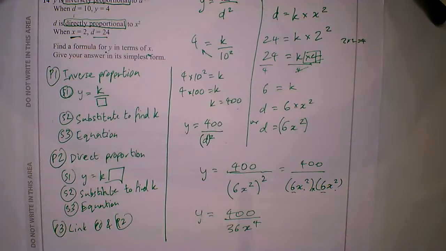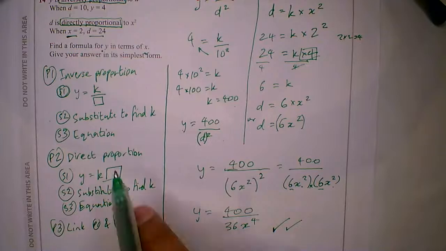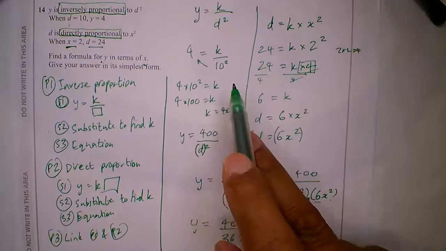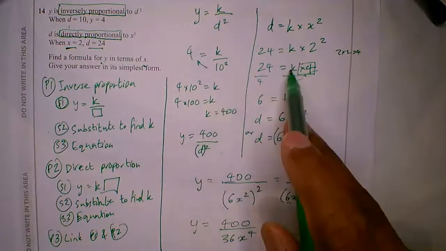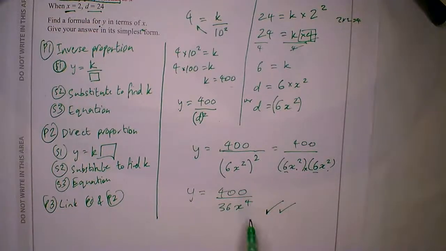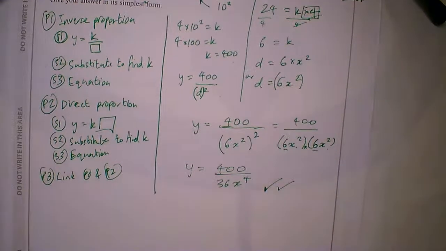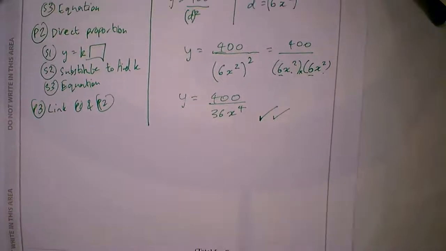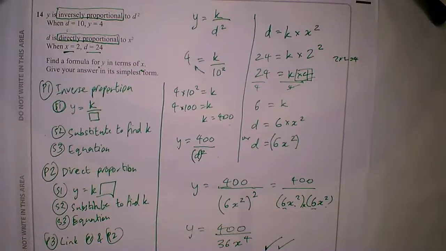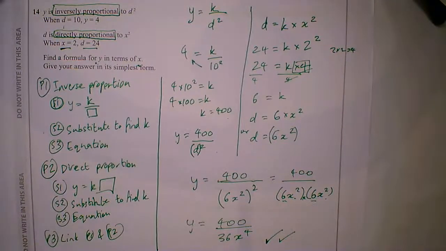Okay, so y equals 400 over 36 x to the power 4. And that is my final answer. So you can see lots of little steps, but really everything is kind of like a chain, connected, and it fits nicely to give me that final answer. So that is worth 5 marks there. It took a little bit of time, but I got my 5 marks.